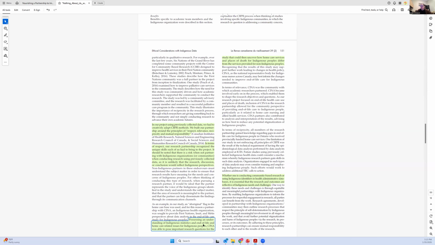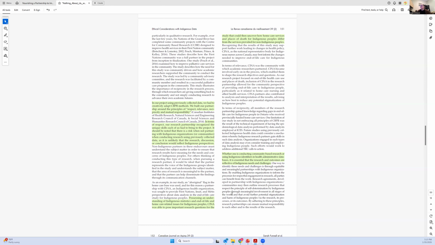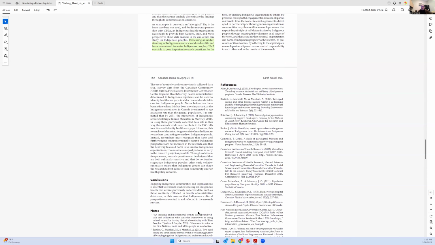So, by working with this organization, they were able to pose important research questions that could uncover how home care services in places of death for Indigenous people differ from the services provided for non-Indigenous people. And they talk about how that lens was super important and they possibly couldn't have done that otherwise. And so they say it's essential that the research and outcomes are always reflective of Indigenous needs and challenges, and how ignorant it would be to do this sort of secondary data work without the input of the community that you're working with.